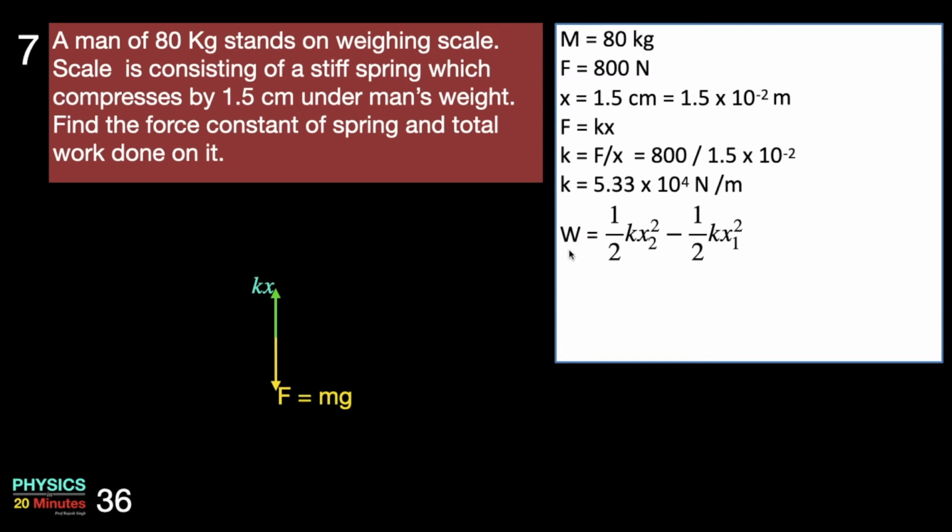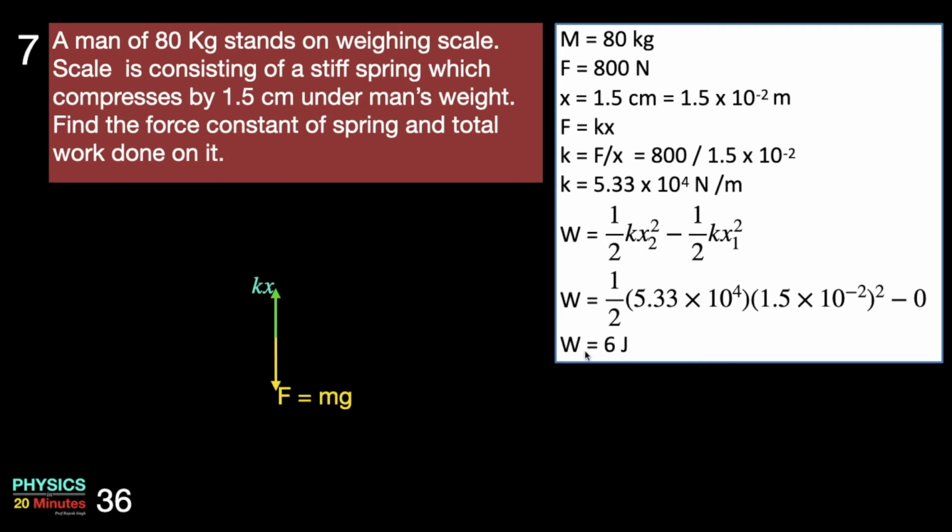And the work done in case of a spring, we have already seen the theory, half k x2 square minus half k x1 square. Initially the spring was relaxed, so the displacement was 0. So initial work done was 0. For final work done, you can put the displacement value, you can put the k value and solve. After solving, you will get it as 6 joule. So this is the total work on the spring.